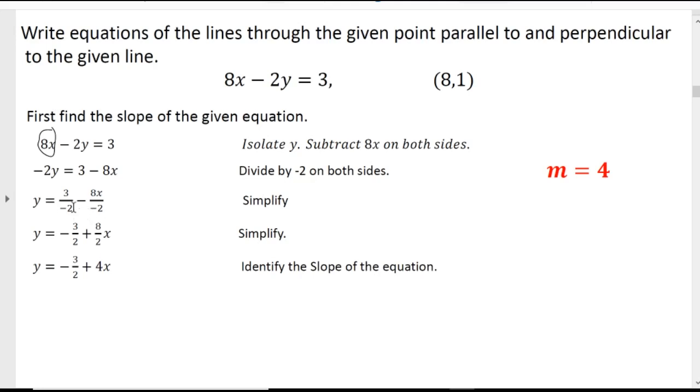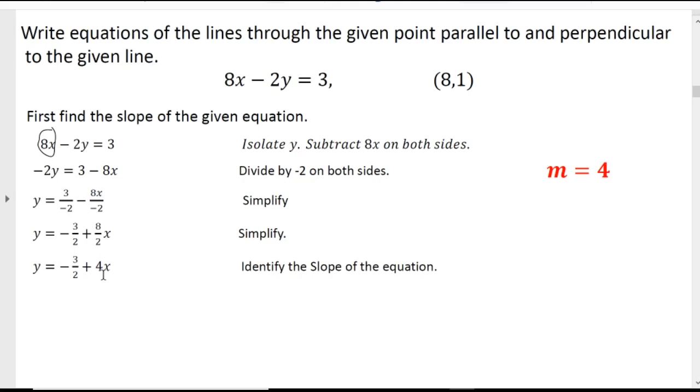And so we end up with negative 3 halves minus 8x, divided by -2. Simplify, so we end up with y equals -3/2 plus 8 divided by 2, which is going to be our 4x. And we have a negative and a negative, so it becomes positive 4x.